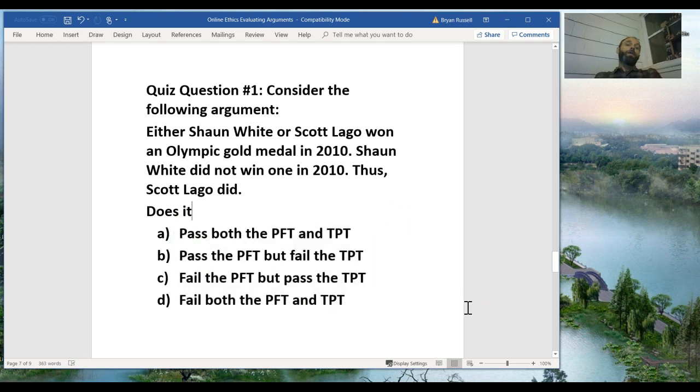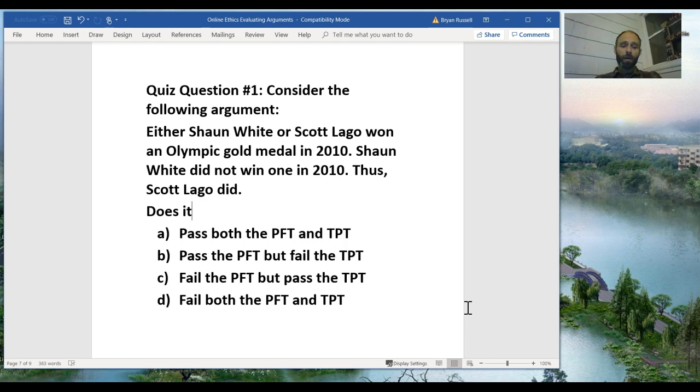All right, so again, either Shaun White or Scott Lago won an Olympic gold medal in 2010. Shaun White did not win one in 2010, thus Scott Lago did. So you have to ask yourself those 2 questions again. If those premises are true, would they give us enough reason to believe the conclusion? And are those premises in fact true? One of these answers must be true, because it gives you all combinations there.